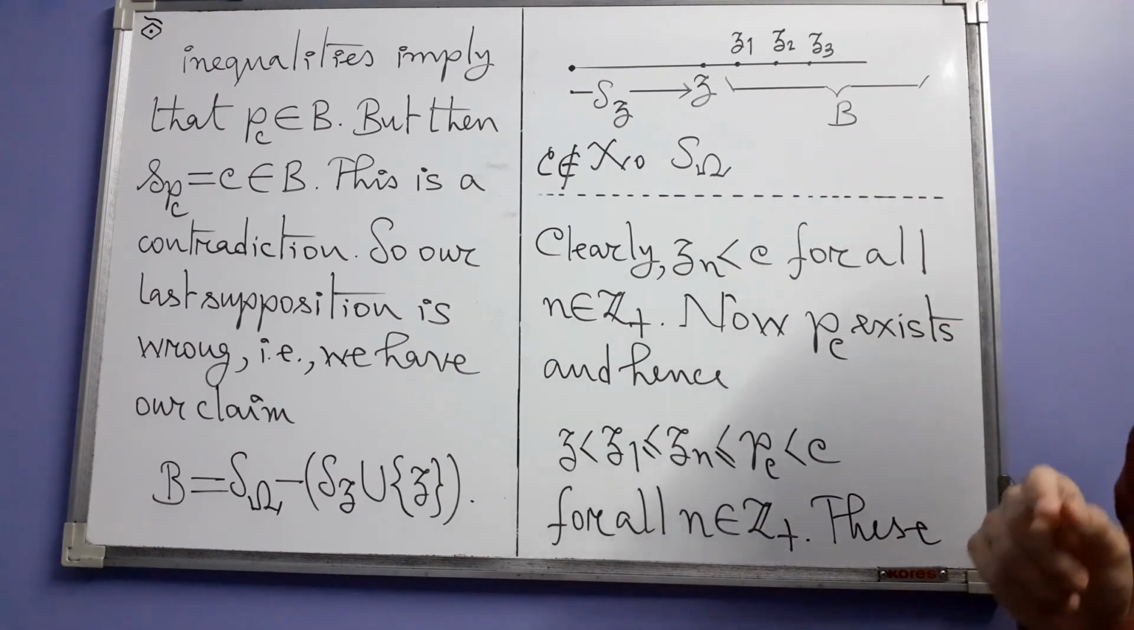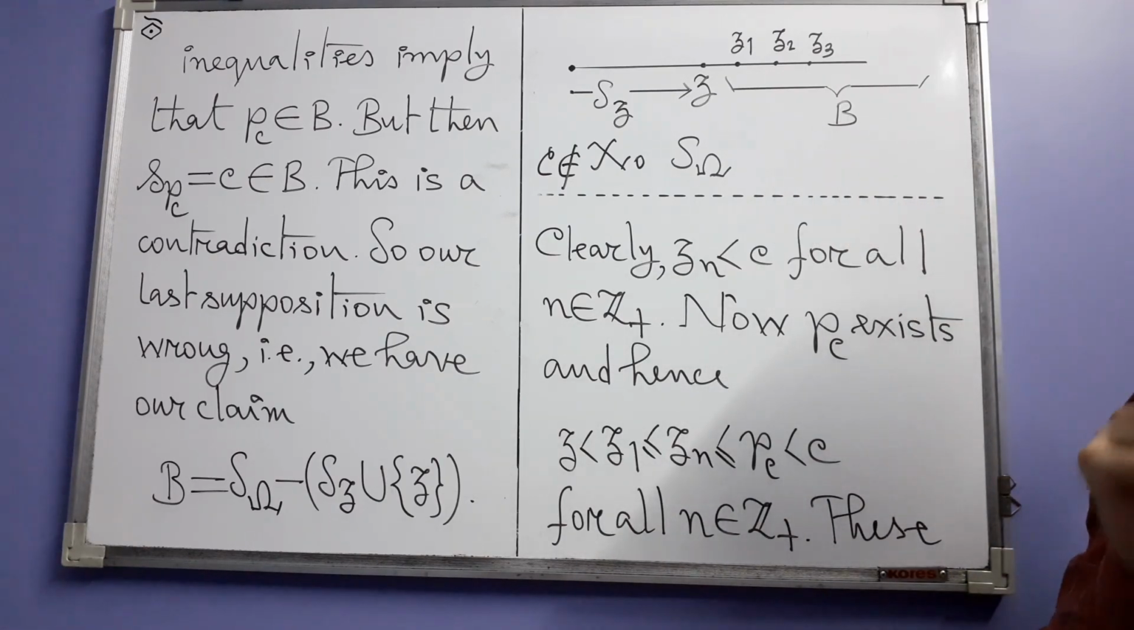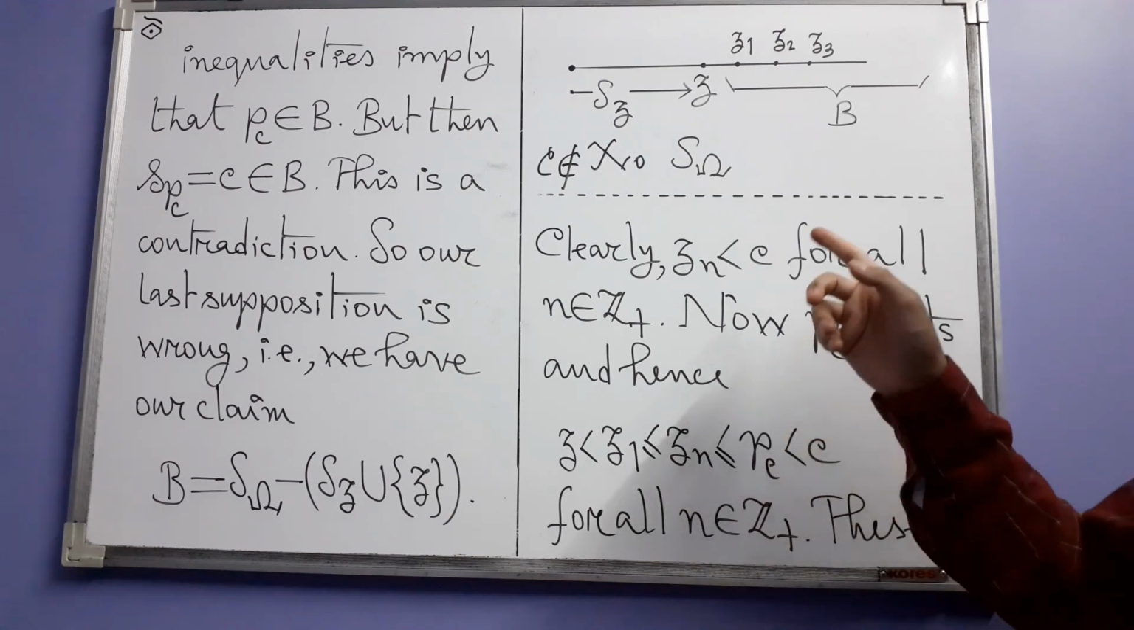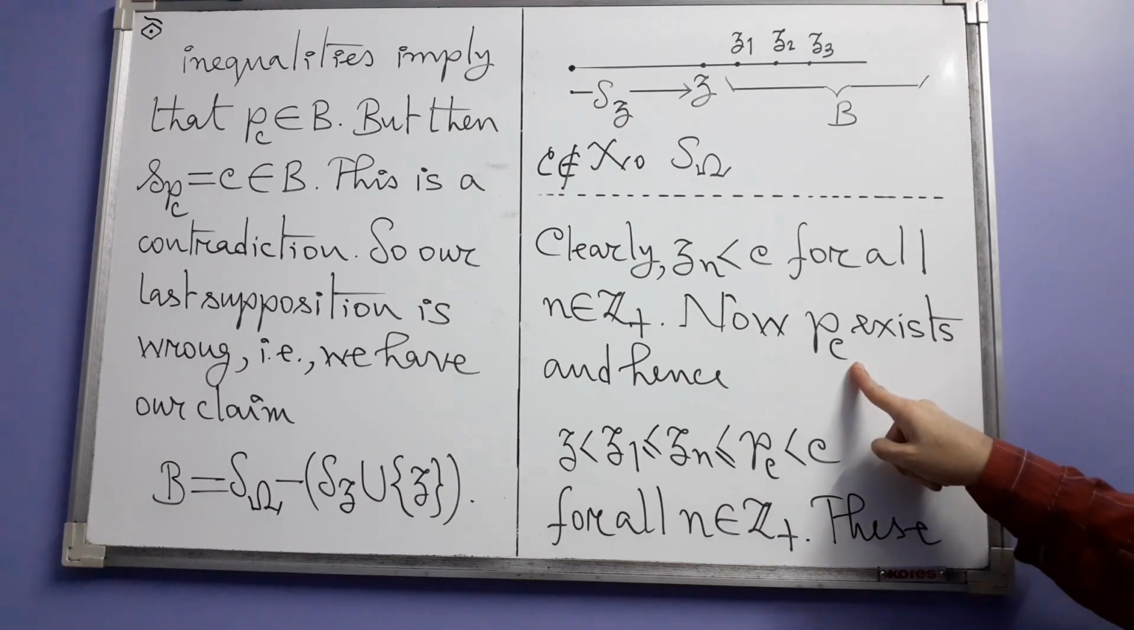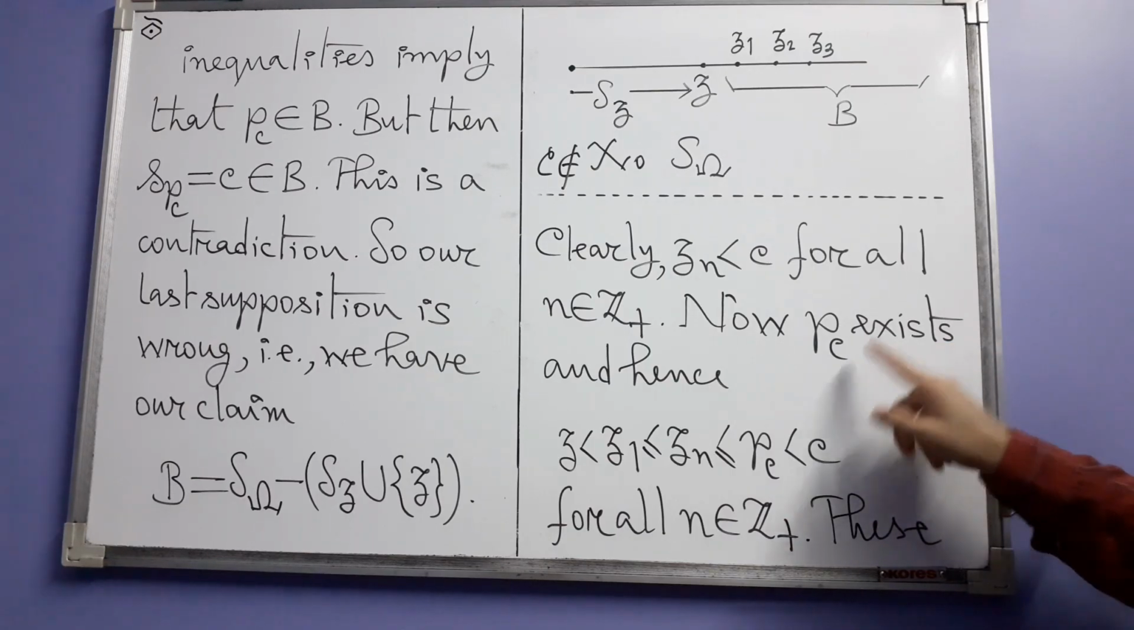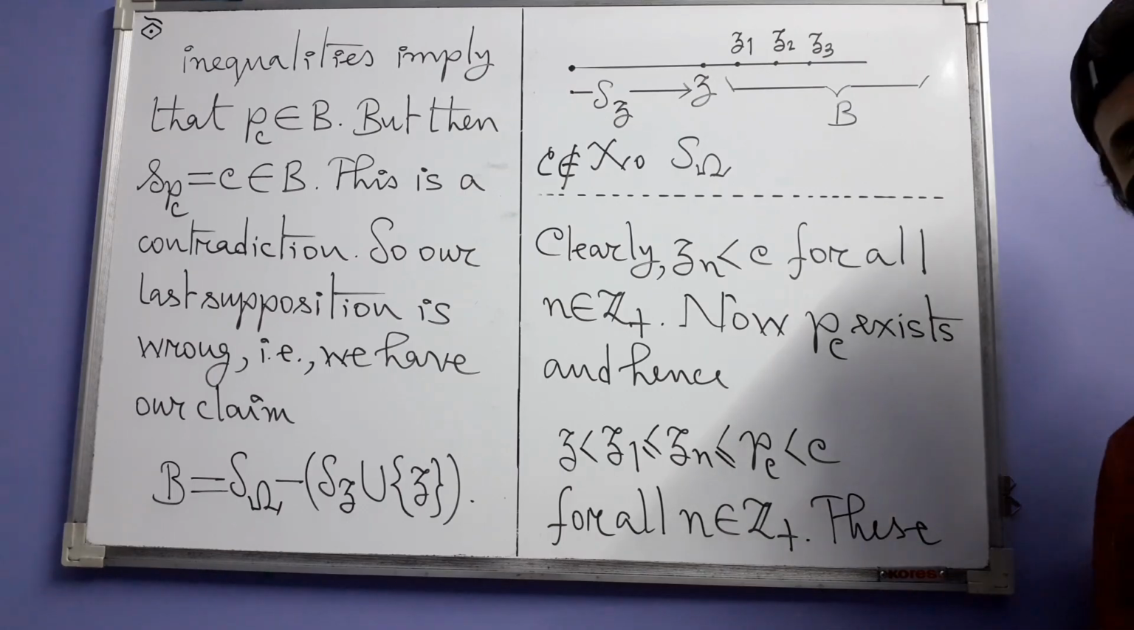And what is X naught? X naught is the set of those elements in S omega which do not have immediate predecessors. But C is not there, so C will have an immediate predecessor, PC. Now where will this PC lie then?